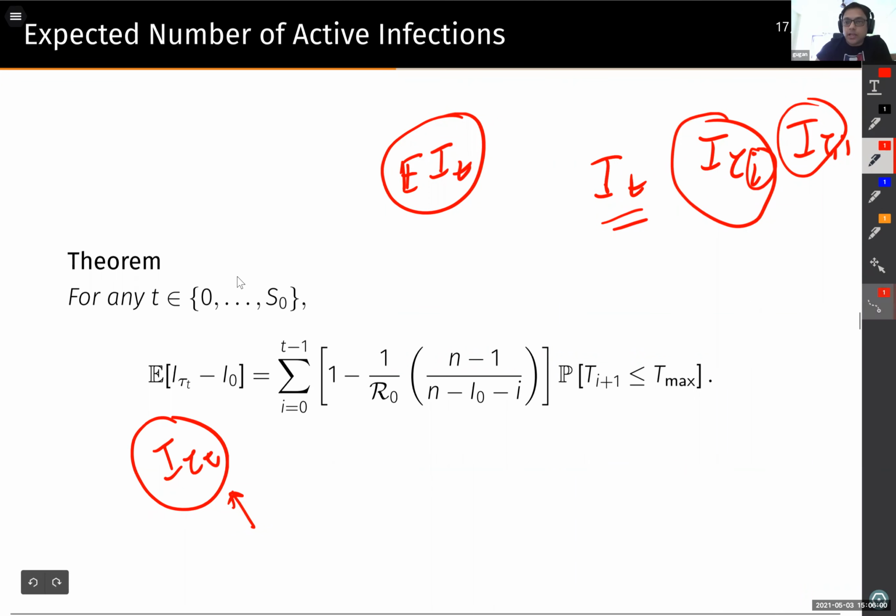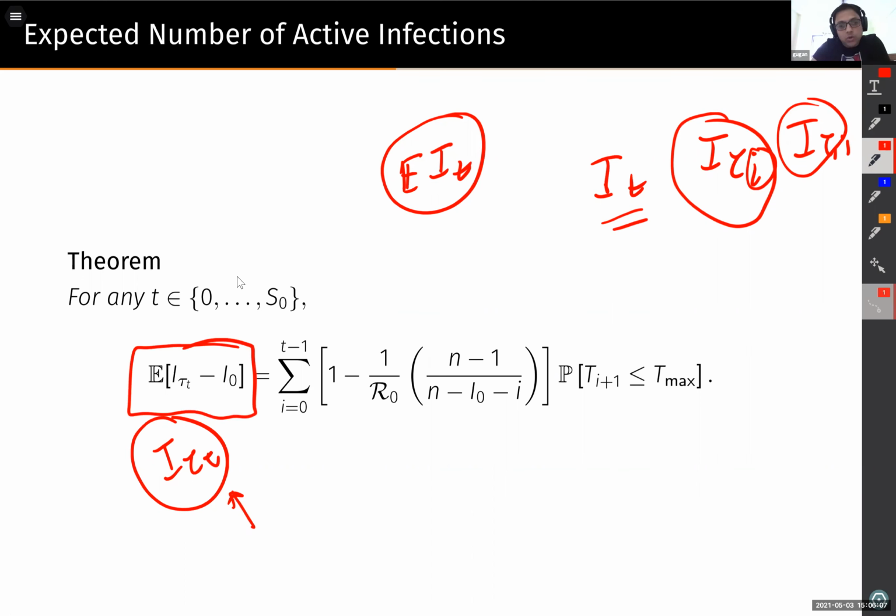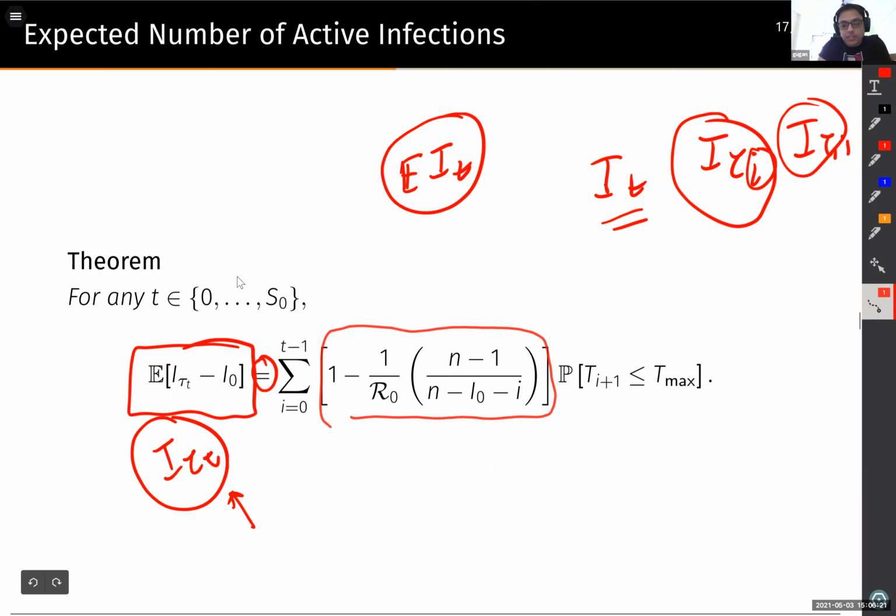All right. So let me go back to our result. The first result is basically the expected value of I tau t minus I zero. The first thing to note here is that this is an equal sign. So this is not an approximation. This is an exact expression. And in this exact expression, you have a sum of these quantities.